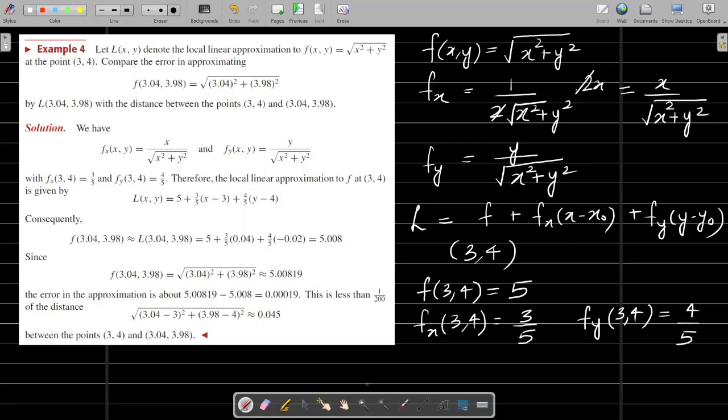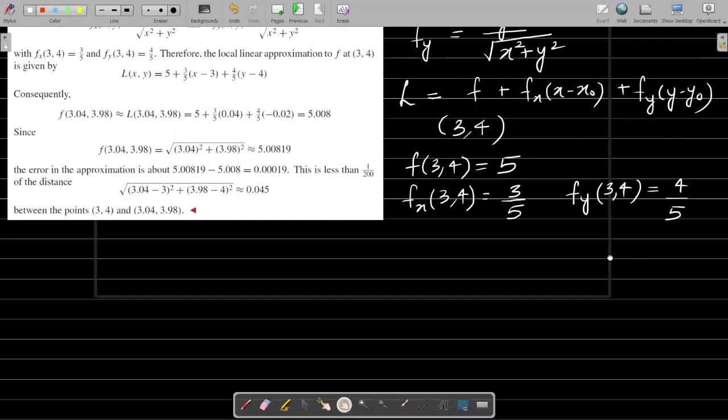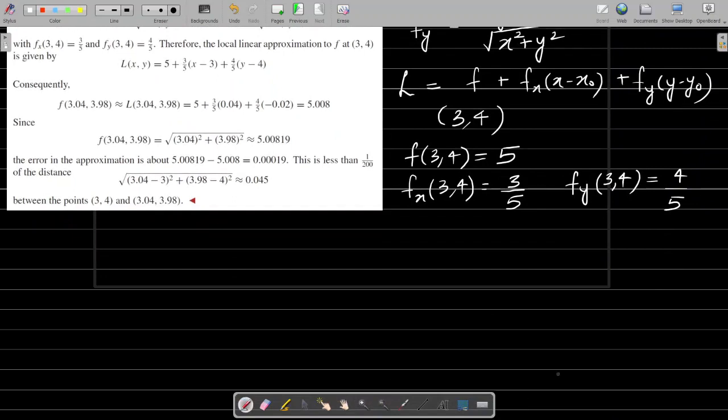Now let us substitute all these values into the given expression of L. Then L is equal to f, whose value is 5, plus 3 by 5 into (x minus 3), since x naught is 3, plus 4 by 5 into (y minus 4). So this is the local linear approximation of the function at the point (3, 4).